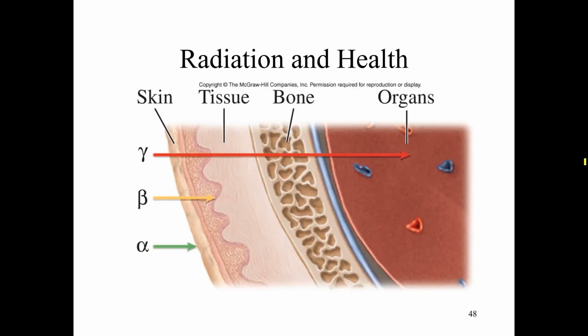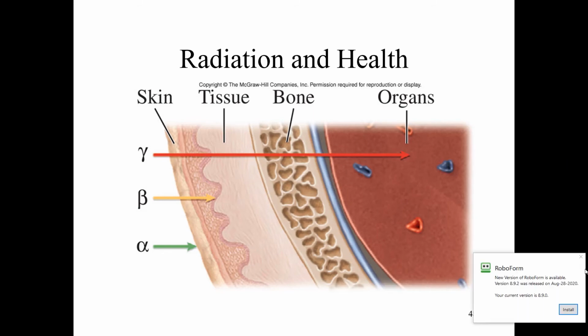All right, I'm going to go through this section very quickly. I'm going to let you guys study most of this on your own. This is a cross section of our skin, and in terms of radiation and health, what's important is to understand the different degrees of penetration of these particles. You can see that gamma radiation, which is electromagnetic, not particulate, has the energy to penetrate all the way through the skin into our inner organs, right?